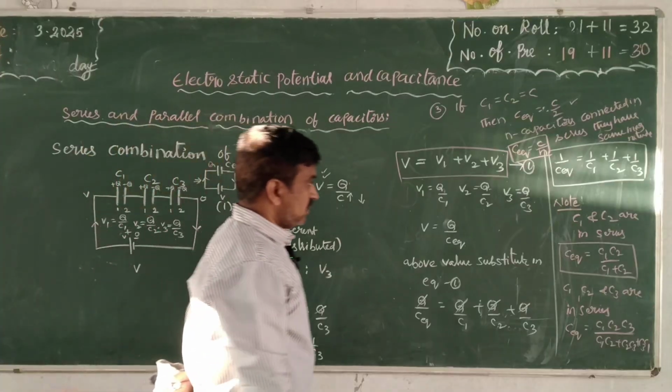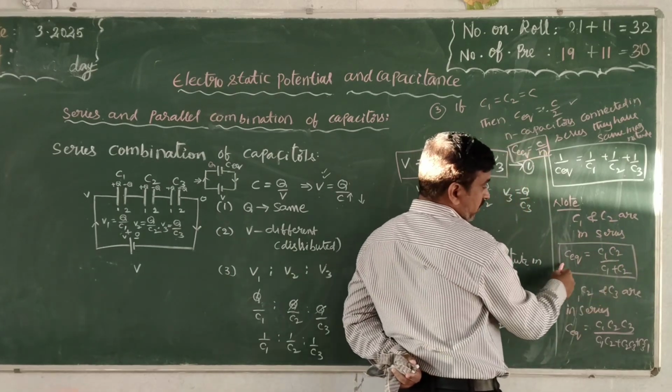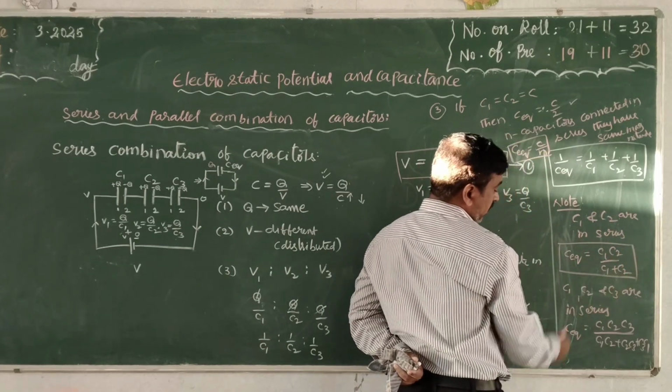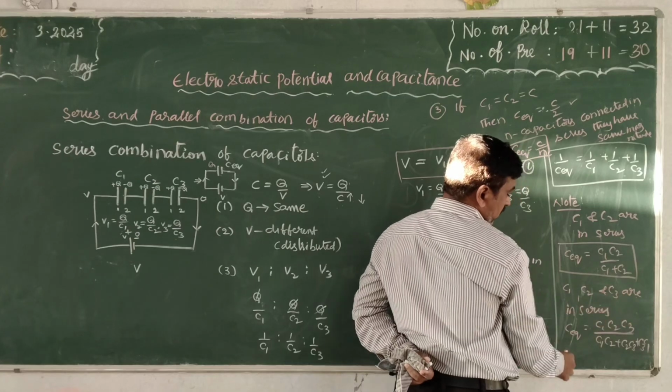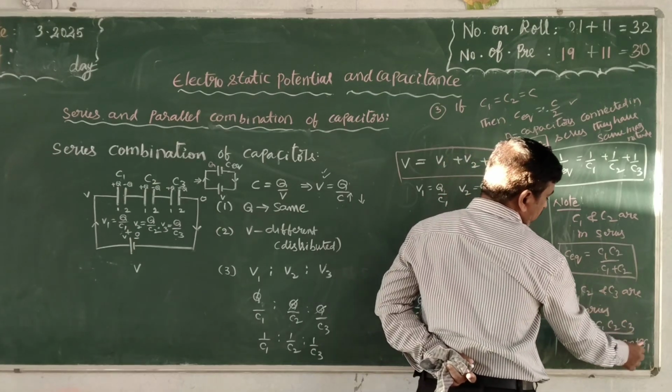Yes? So these are the nodes. See here, C1 and C2 are in series. What is the equivalent capacitance? C1 C2 by C1 plus C2. C1, C2, C3 are in series. What is the equivalent capacitance now? C1 C2 C3 by C1 C2 plus C2 C3 plus C3 C1.